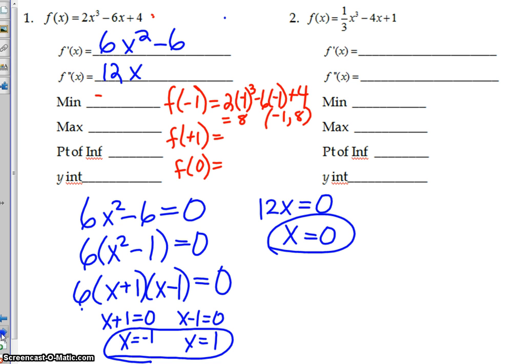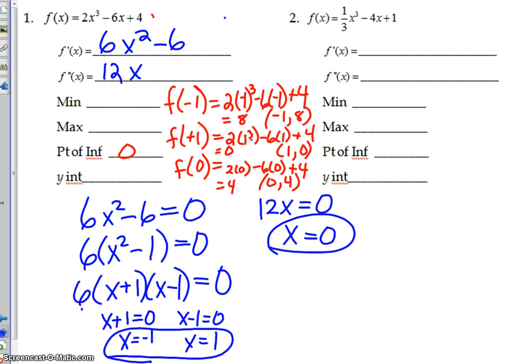I'll show you why I didn't put it over here in a minute. So one of the points that we know is either going to be a min or a max is negative 1, 8. f of 1 now. Okay, let's see that one. We're going to go 2 times 1 cubed minus 6 times 1 plus 4. This would be 2, minus 6 is negative 4, plus 4. We get 0 for an answer. So our point here is 1, 0. And then the last one, f of 0, well, we're going to have 2 times 0 minus 6 times 0 plus 4. Well, we're going to get 4 there. So we have 0, 4.